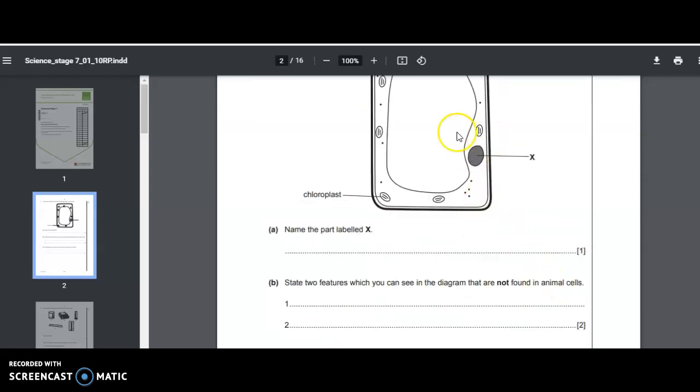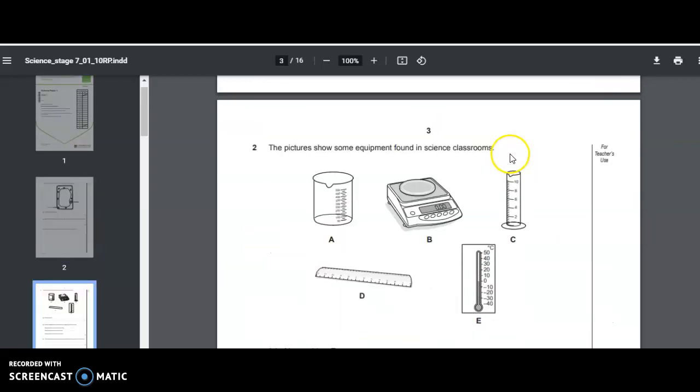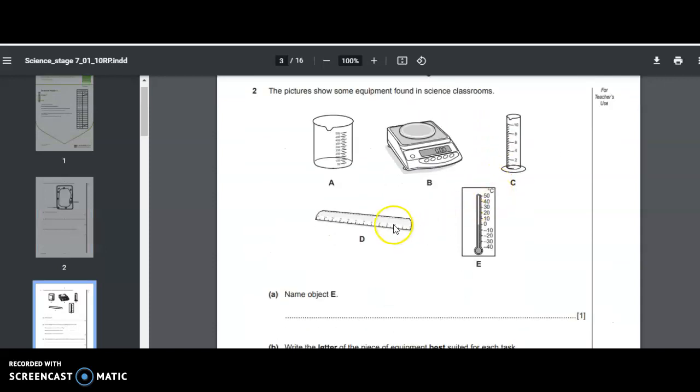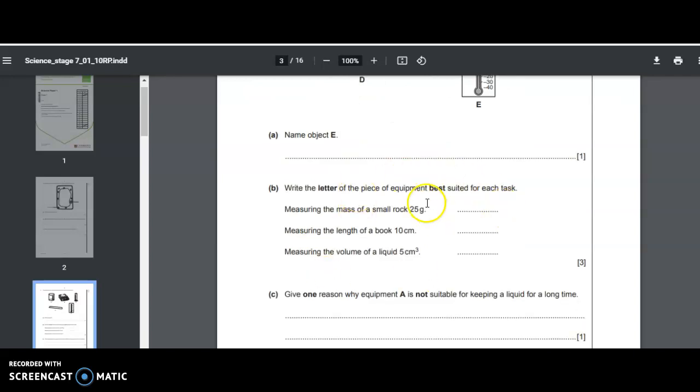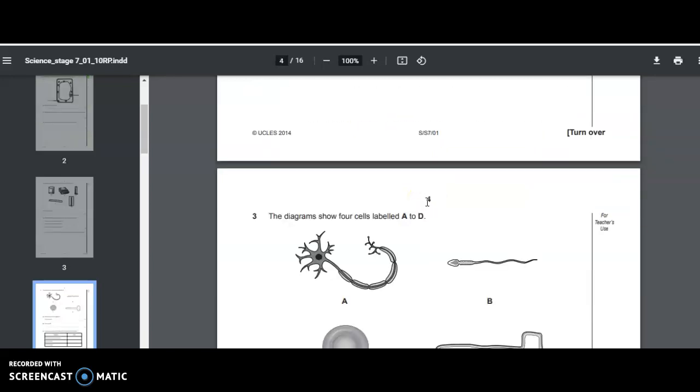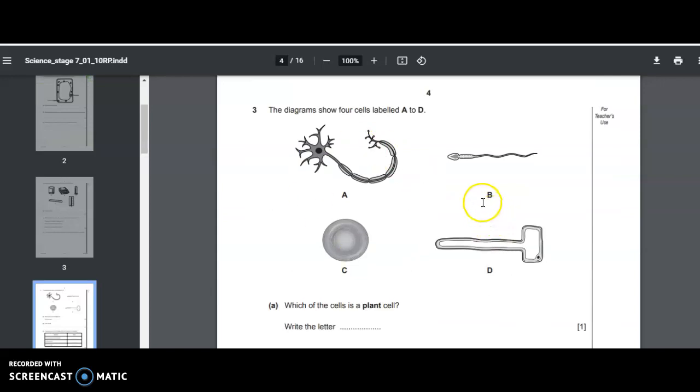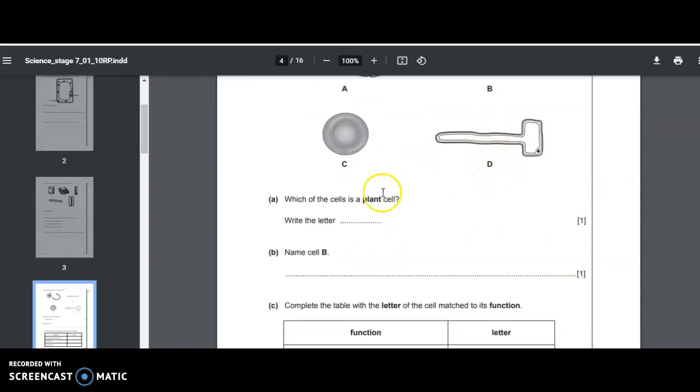I think this is simple about cells. We know the difference. This is how we measure water. This is how we measure weight. This is how we measure volume. Well, we could say volume, temperature, and this, of course, is length. Pretty self-explanatory. Specialized cells: nerve cell, sperm cell, red blood cell, and root hair cell.